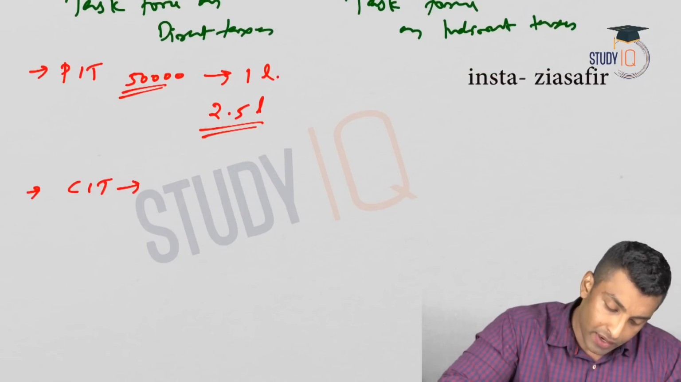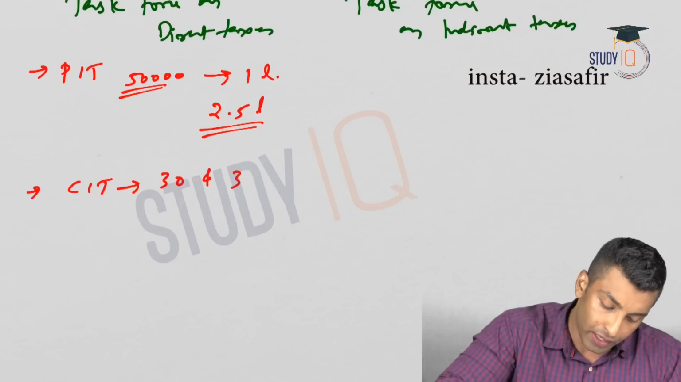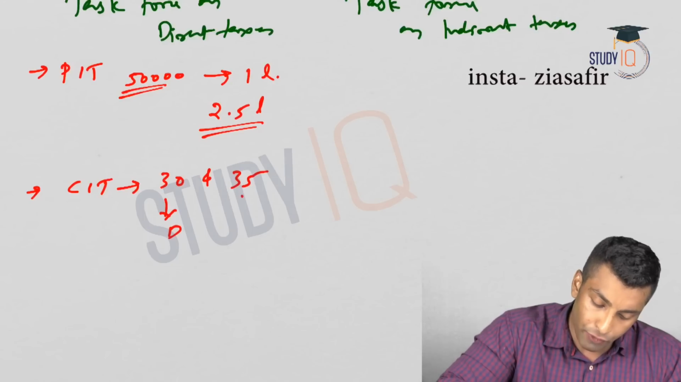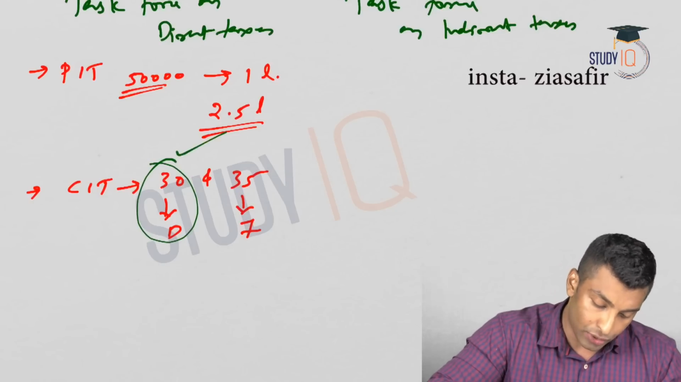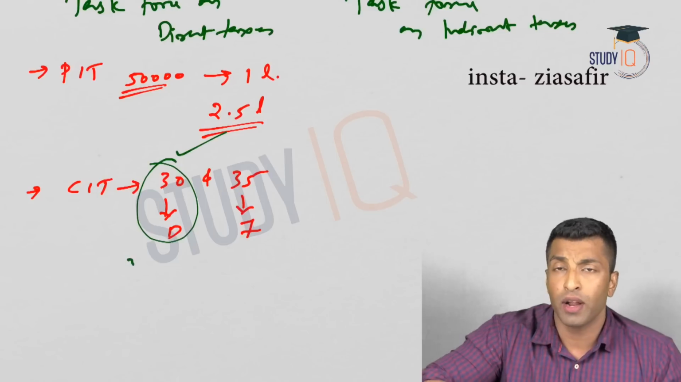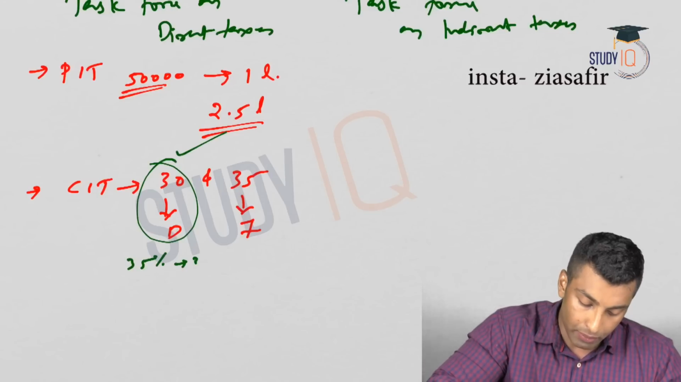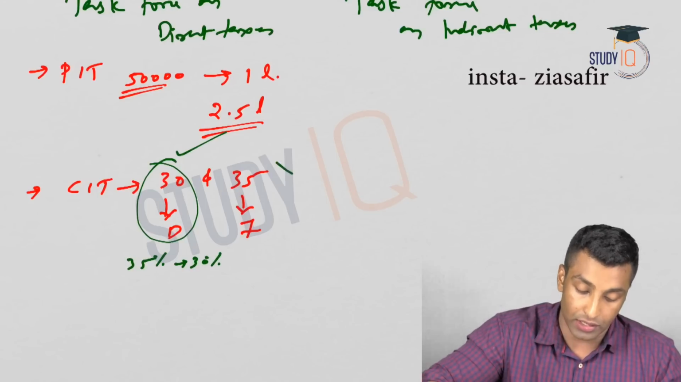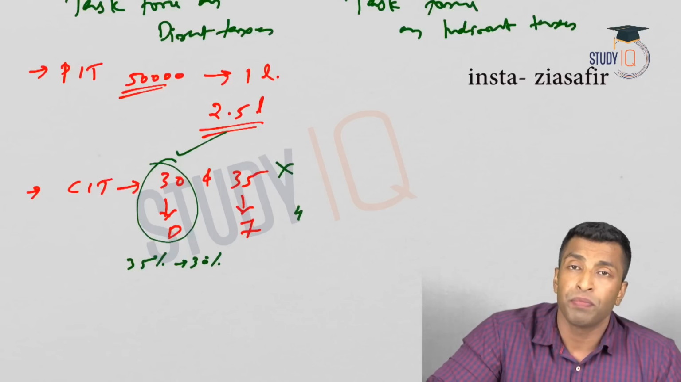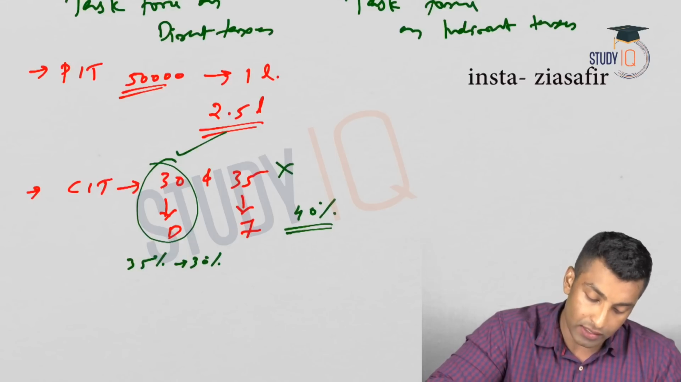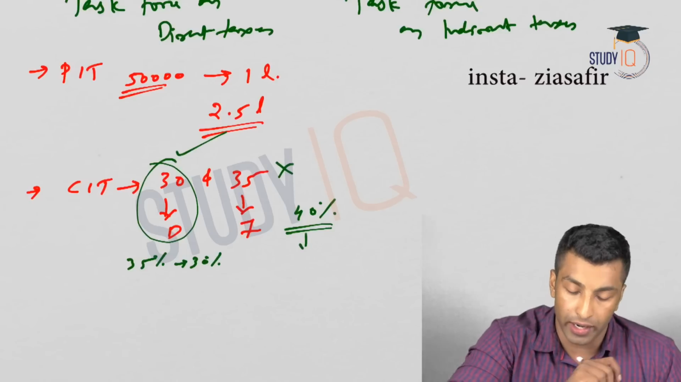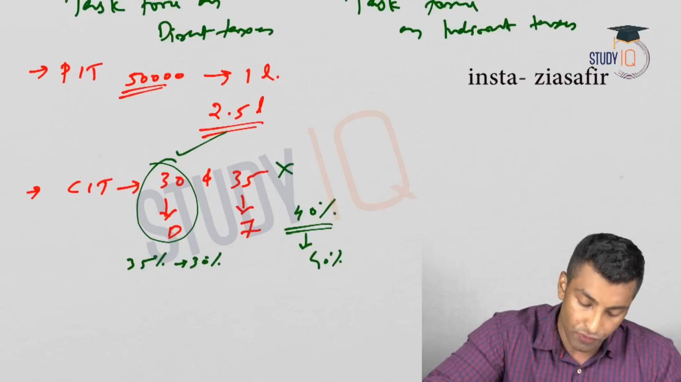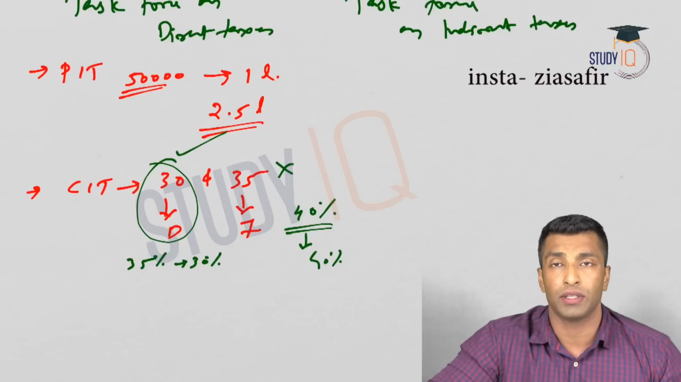Second, corporate income tax to be reduced to 30 and 35. 30 for domestic companies and 35 for foreign companies. In case of domestic companies, it is actually accepted, because before it was 35% for domestic companies, now it is 30%. But this was not accepted. 40% was there for foreign companies before, and if you remember, we have discussed this already. Now also it is 40% for foreign companies.